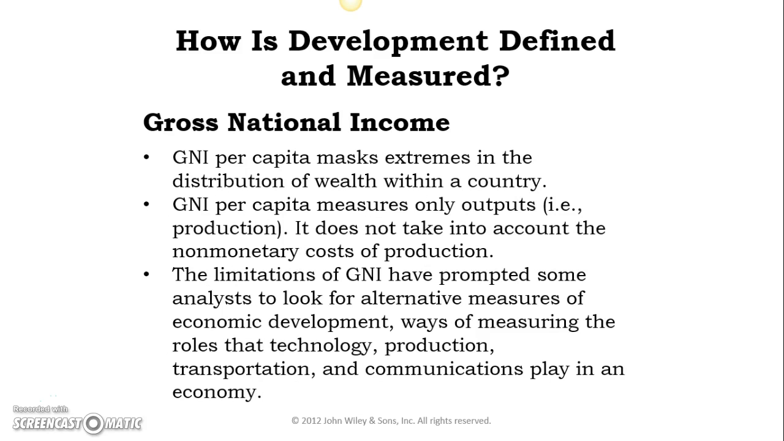So continuing with this talk of gross national income, the trick with using averages is that averages mask extremes in the distribution within a given country. Okay, so the gross national income for the U.S. includes Bill Gates, right, and includes Warren Buffett, but it also includes the homeless guy on the corner holding the sign that says, "We'll work for food."